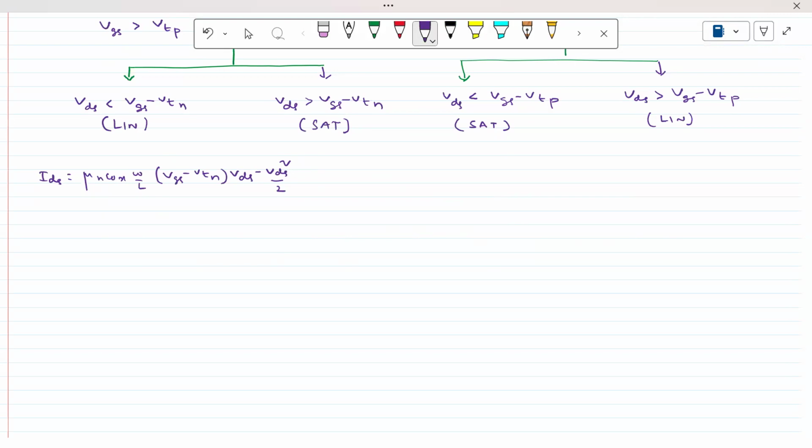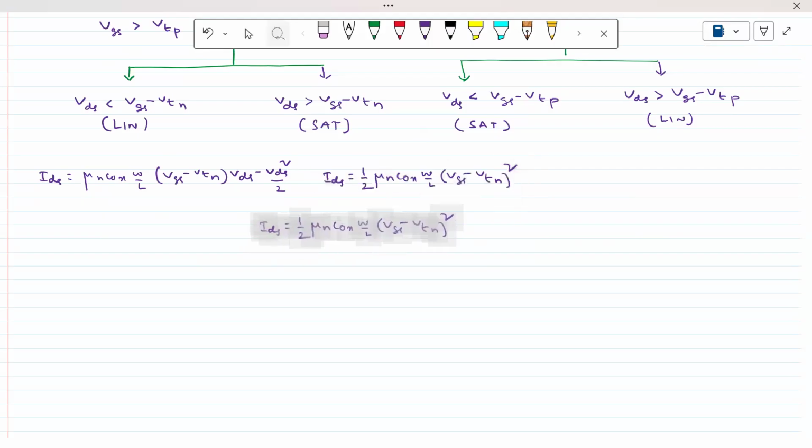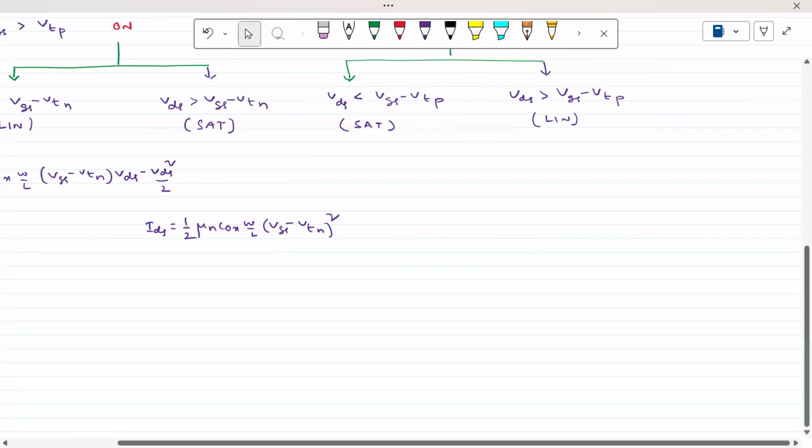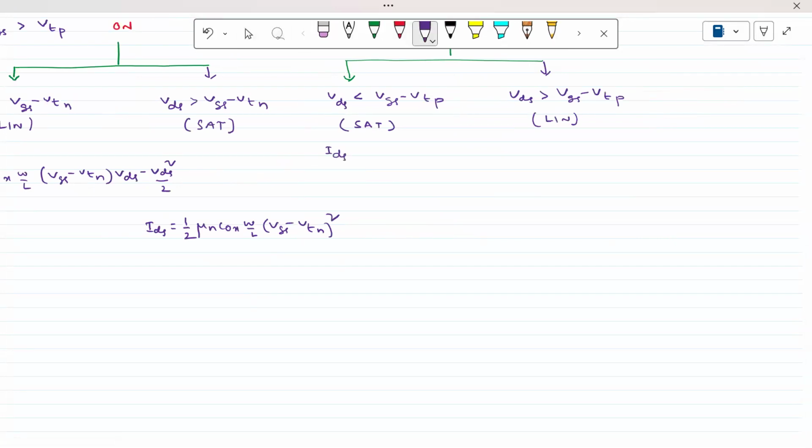What about the saturation? This IDS under saturation is 1 by 2 mu n Cox W by L into VGS minus VTN whole squared. Okay, this is what we need to write. We should not forget about this kind of thing. Whereas what about this one? Anyone in this classroom? What about this IDS here?